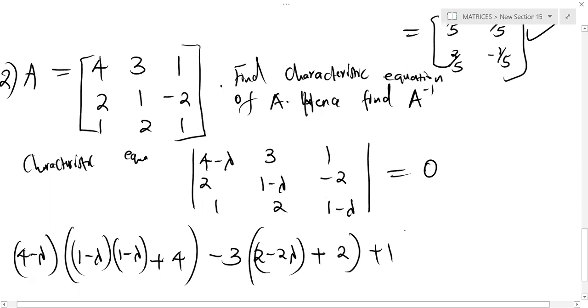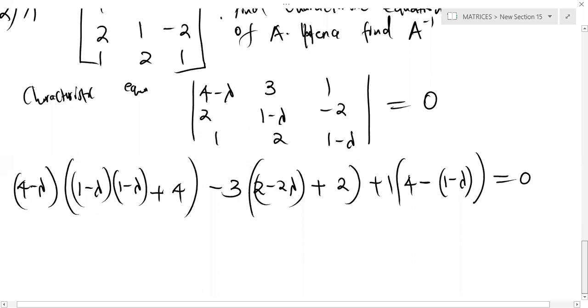Then finally taking plus 1, delete the row and column in which 1 lies in, and then get the determinant of that small matrix formed. So that will be 4 minus 1 minus lambda. And this is equal to 0. So we simply, let's open this up and see what exactly it gives us.